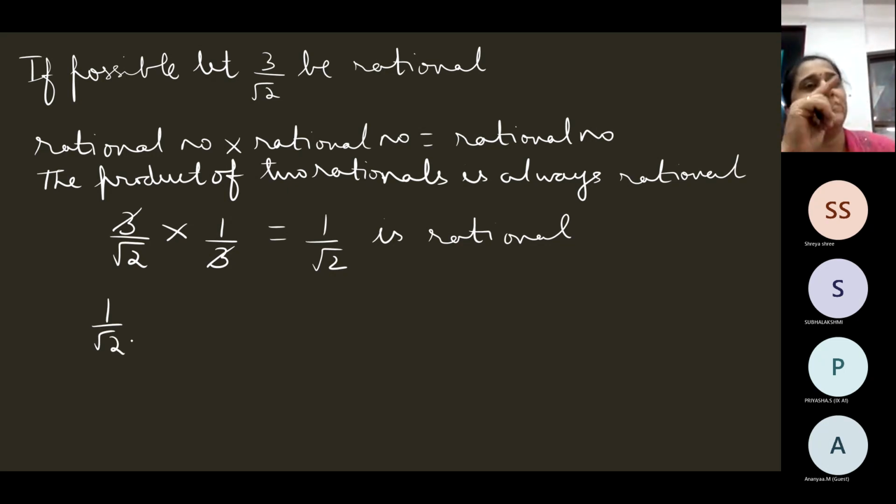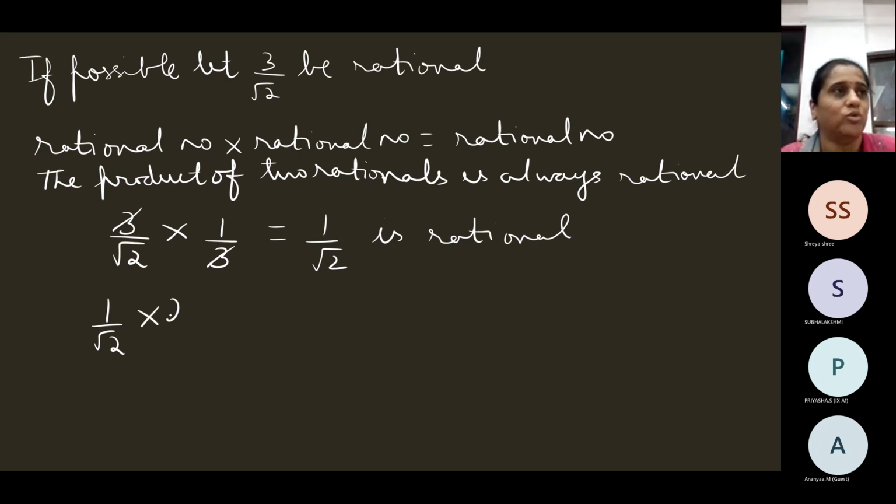Now I know something is in your mind, like when you do something, you should do the same thing on both the sides. Why are you only multiplying by 1 by 3, not dividing? We're using the property that the product of 2 rationals is always rational. We have a rational 3 by root 2, we suppose that it's a rational number, and 1 by 3 is rational. The product is 1 by root 2, which is rational by the property. Yes or no?